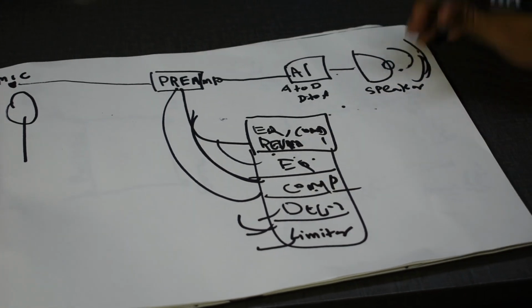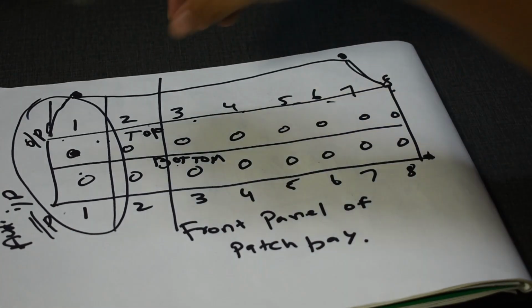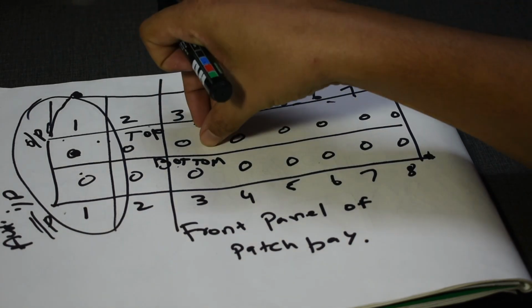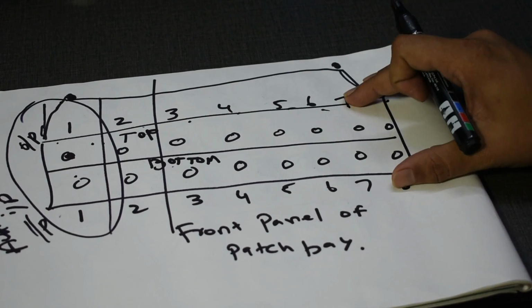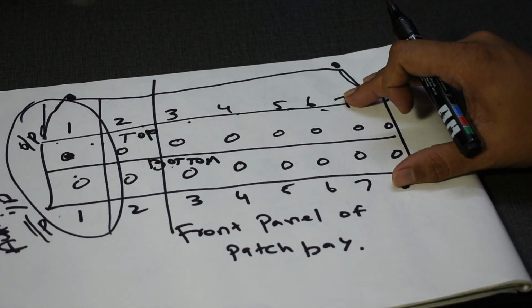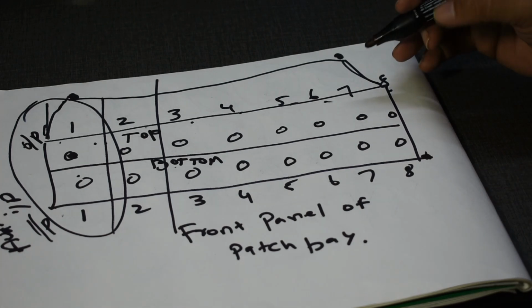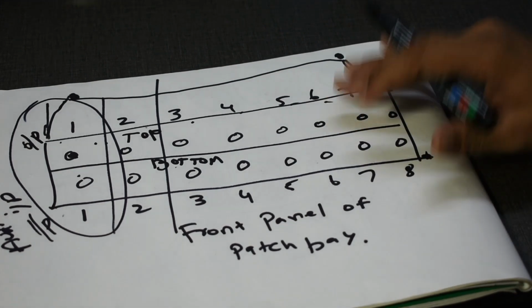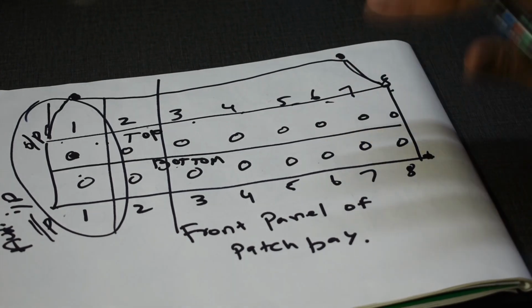Let's come to the Patchbay now. This is the front side of the Patchbay, which has got top side and bottom side. This is just one panel of the Patchbay, and I'm going to explain what exactly this Patchbay does and the types of Patchbay. So first I'm going to explain about through signal Patchbay.